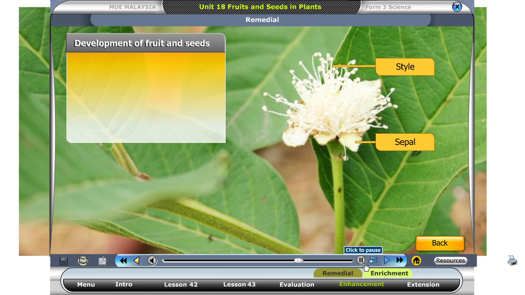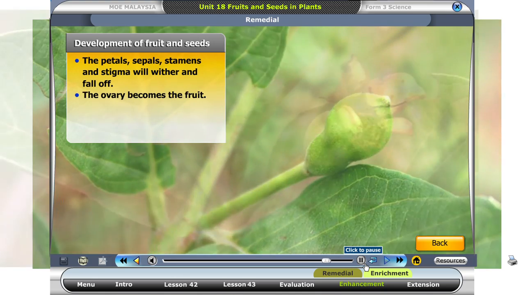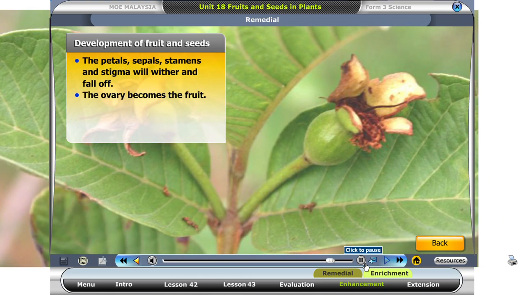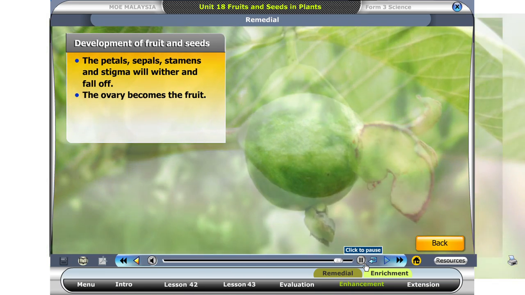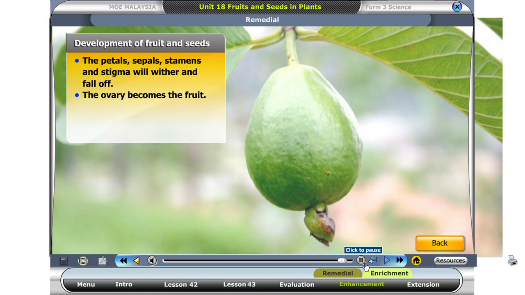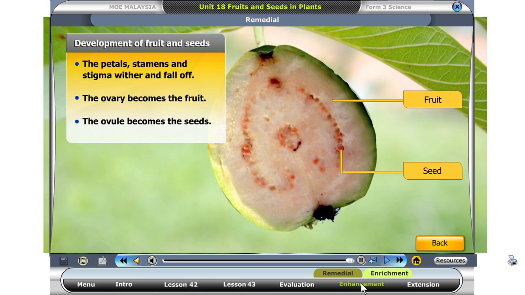How are fruits and seeds formed? After a flower has been fertilized, the petals, sepals, stamen, and stigma wither and fall to the ground. The ovary grows bigger and bigger to form a fruit. At the same time, the ovules change into seeds.